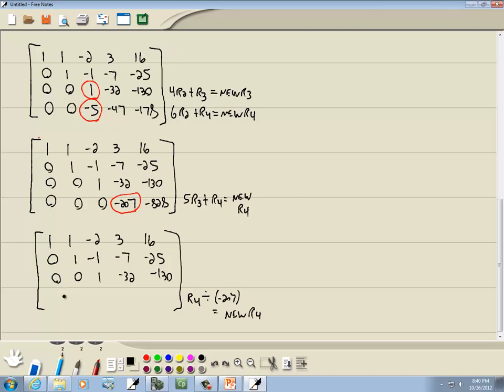Well, 0 divided by negative 207 is 0. 0 divided by negative 207 is 0. 0 divided by negative 207 is 0. Negative 207 divided by negative 207 is 1. And this divided by negative 207... 4? Yeah, 4. Okay, now let me write this down because I need to continue up above.